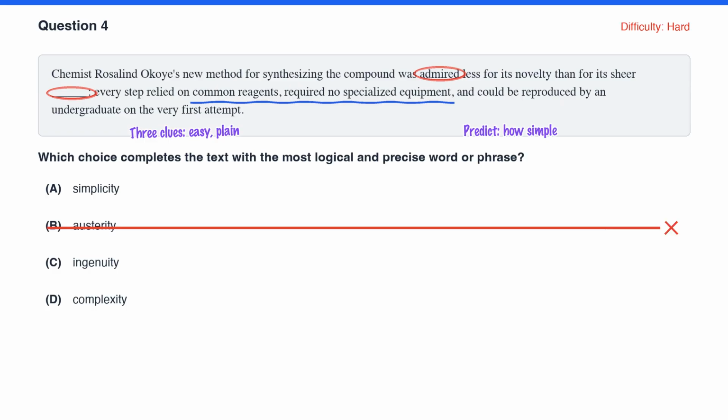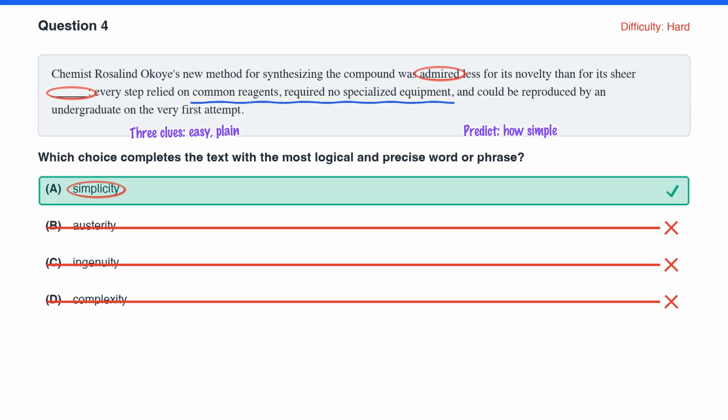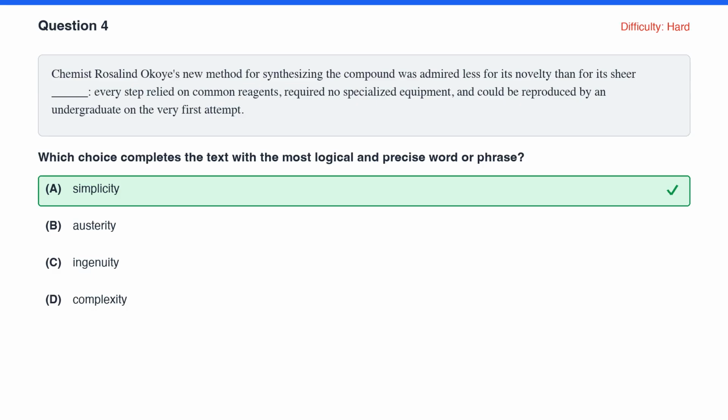Choices. B. Austerity shares the idea of plainness, but listen to its mood, harshness going without, and that clashes with admired. Cut it. C. Ingenuity means cleverness, yet the sentence says the method was admired less for its novelty, so cleverness is the very thing it is measured against. That one is out. D. Complexity is the opposite of 3 easy clues. Eliminate it. A. Simplicity is plain and positive, meaning and tone both fit. A wins. Simplicity is the answer because it passes the tone test, not just the definition test. Austerity would have fooled anyone who checked only the dictionary and forgot the mood of the sentence.